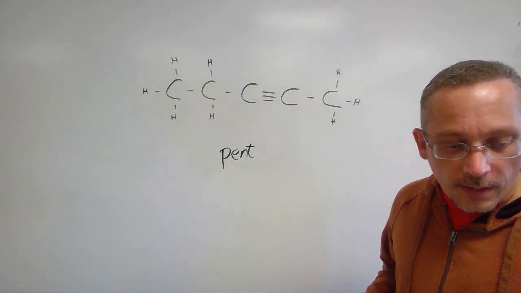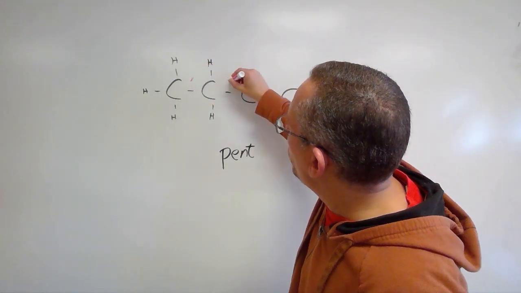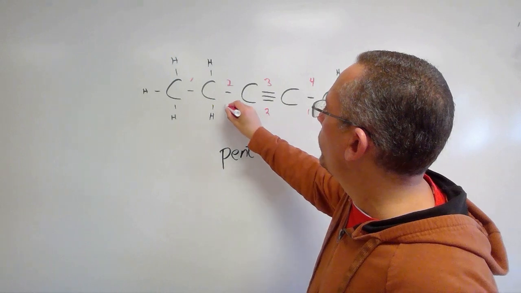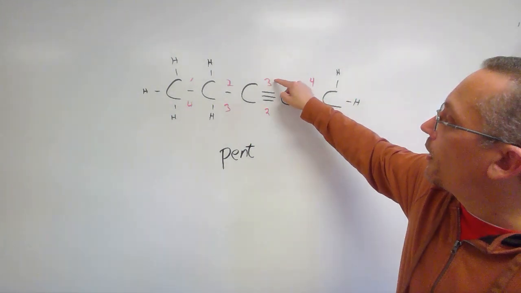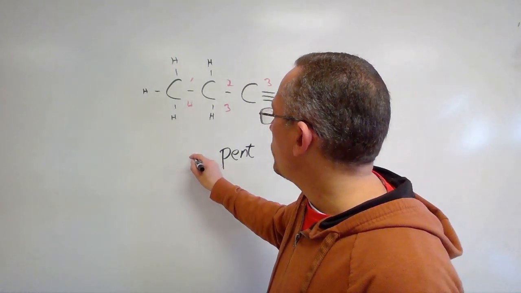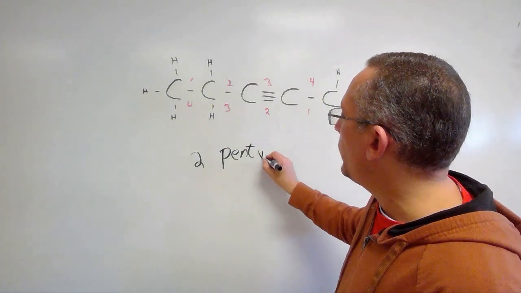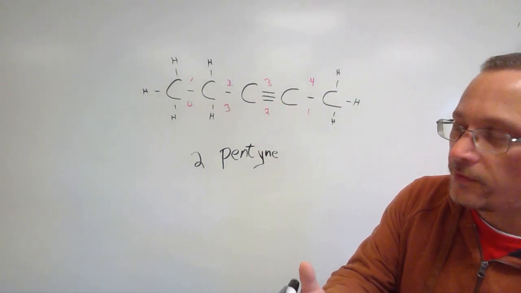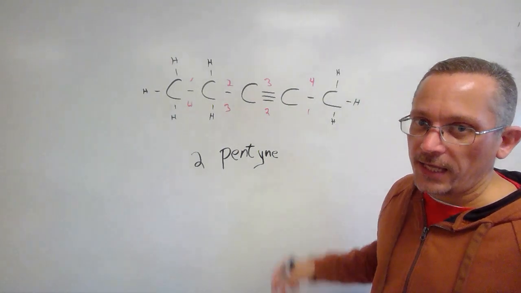Let's determine our bond numbers. So we can number bonds 1, 2, 3, 4, or we can number it 1, 2, 3, 4. My triple bond is either on bond 3 or 2, and 2 gives me the lower number. So I'm going to go with that. 2-pent, and then the suffix for an alkyne is yne. If there's only one triple bond, or only one double bond in the case of an alkene, you do not need to put a prefix in the middle there. So this is 2-pentyne.